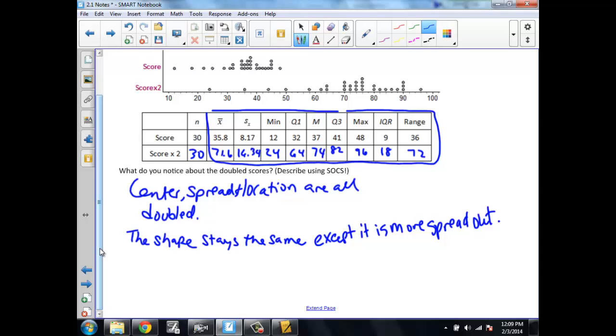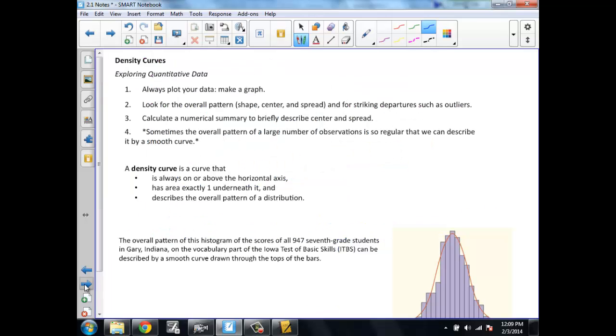Last page. Give me like 2 minutes, tops, okay? Always plot your data and make a graph. We've talked about that before. Plot your data, make a graph. Look for an overall pattern. Tell me about your shape, center, and spread. And we calculate numerical summaries. That's nothing new. The new one today is number 4.